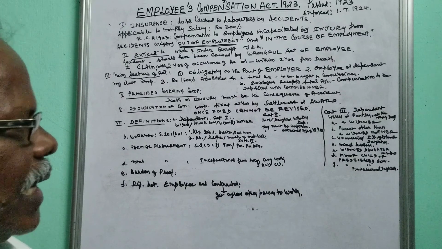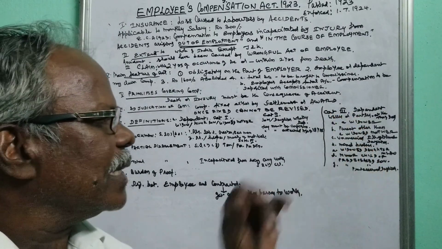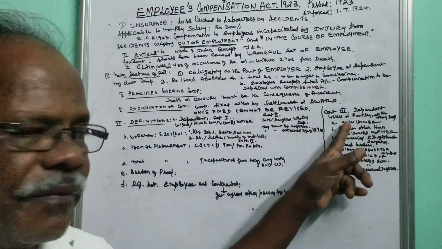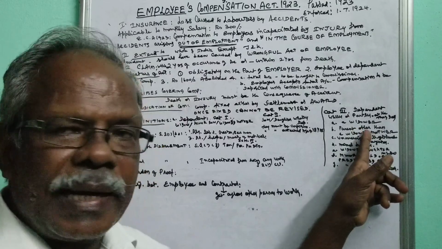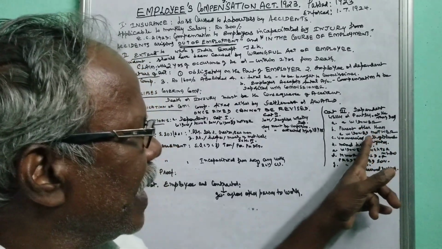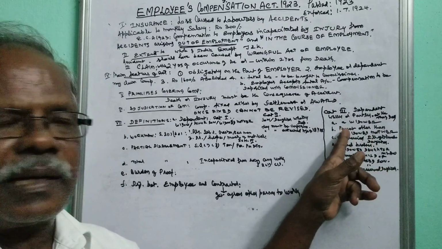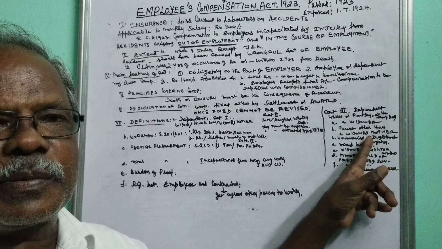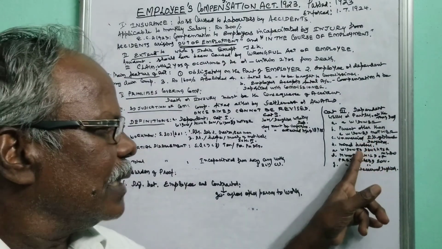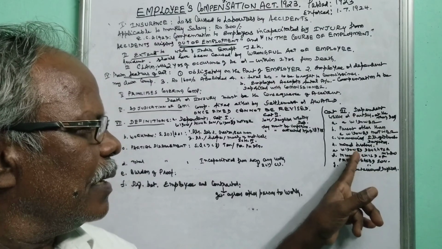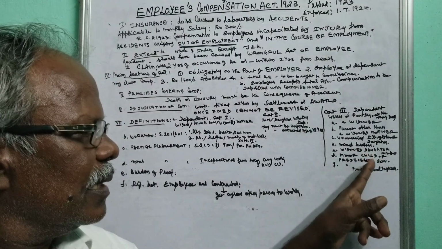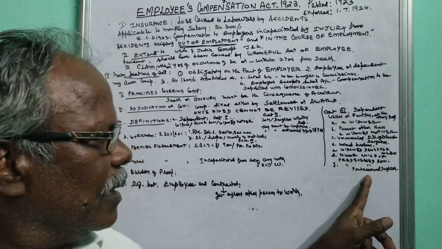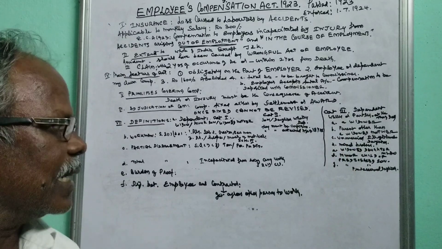And category 3: dependent wholly or partially at the time of occurrence of the accident, and a widower and a parent other than a widowed mother, and then an unmarried illegitimate daughter, even an illegitimate daughter is also eligible, and then a minor brother and a widowed daughter, a minor child, and then a minor son. These persons come under category 3.